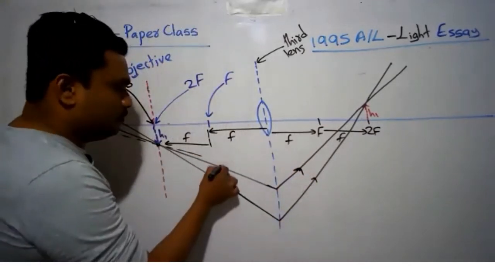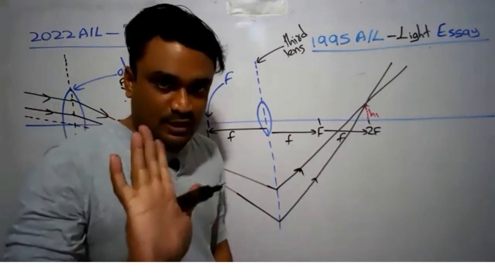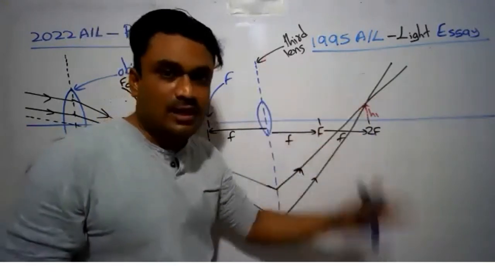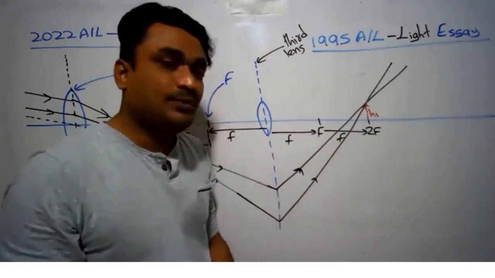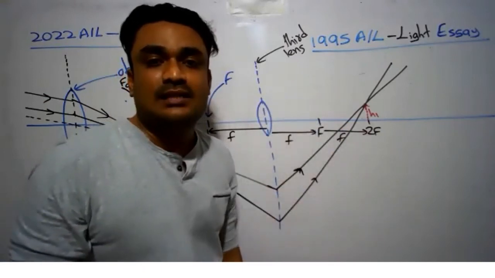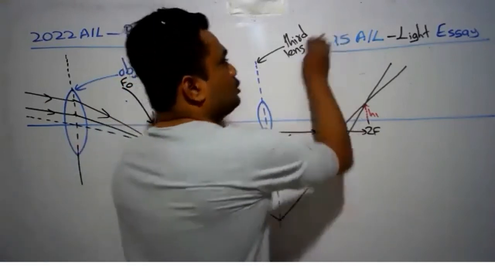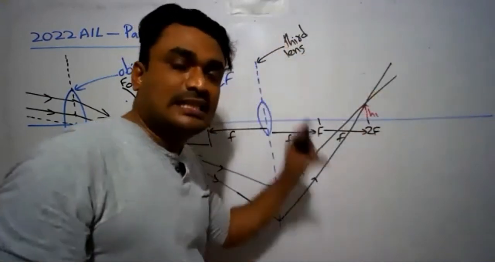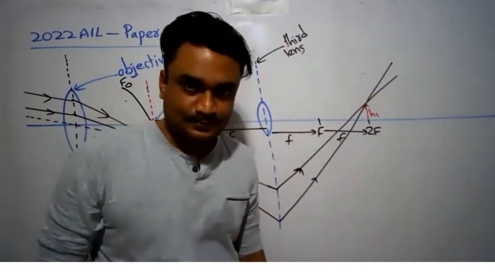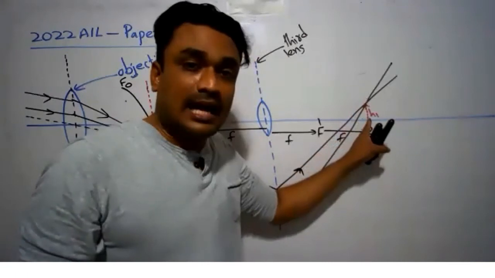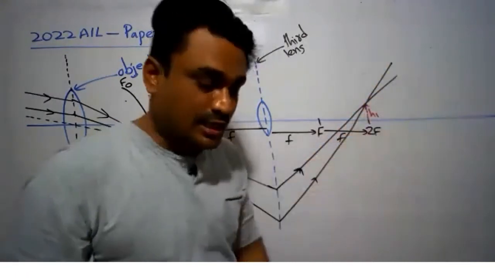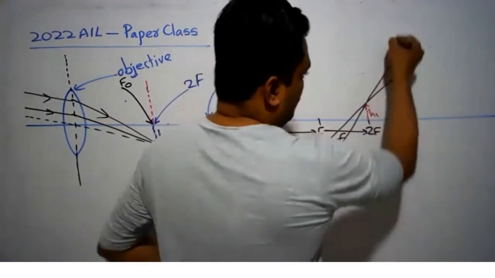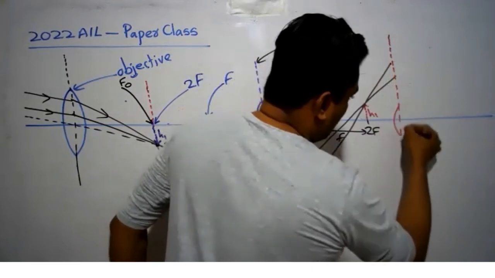So after that, we want the final image to be, listen carefully, please wait, don't draw. We want the final image to be at infinity. To get the final image at infinity, the light rays coming from the eyepiece lens should be parallel to each other. So if you want parallel light rays from a converging lens, you must keep the object on the focal point. If you want to make these two rays parallel to each other, look at the board, you should keep this object on the focal point.